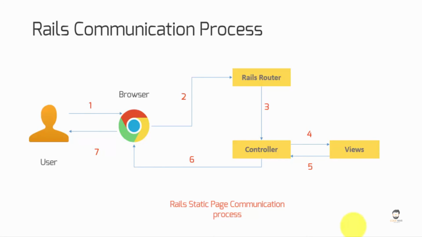In a static application, we just need a controller and view. We don't need the model, which is part of the MVC design pattern. We just need a controller and view because it is a static application. We are not creating dynamic stuff until now. So basically, this is the architecture and the communication process of a static application.